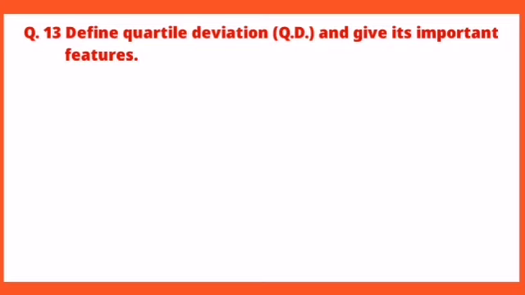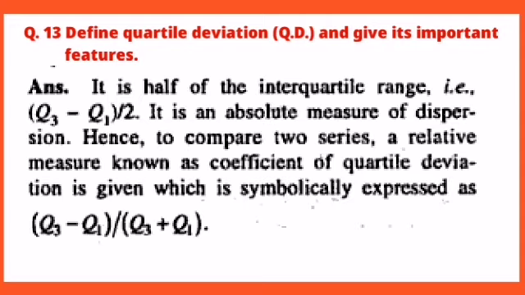Question 13. Define quartile deviation, or QD, and give its important features. Answer. It is half of the interquartile range, i.e., Q3 minus Q1, divided by 2. It is an absolute measure of dispersion. Hence, to compare two series, a relative measure known as coefficient of quartile deviation is given, which is symbolically expressed as Q3 minus Q1 divided by Q3 plus Q1.